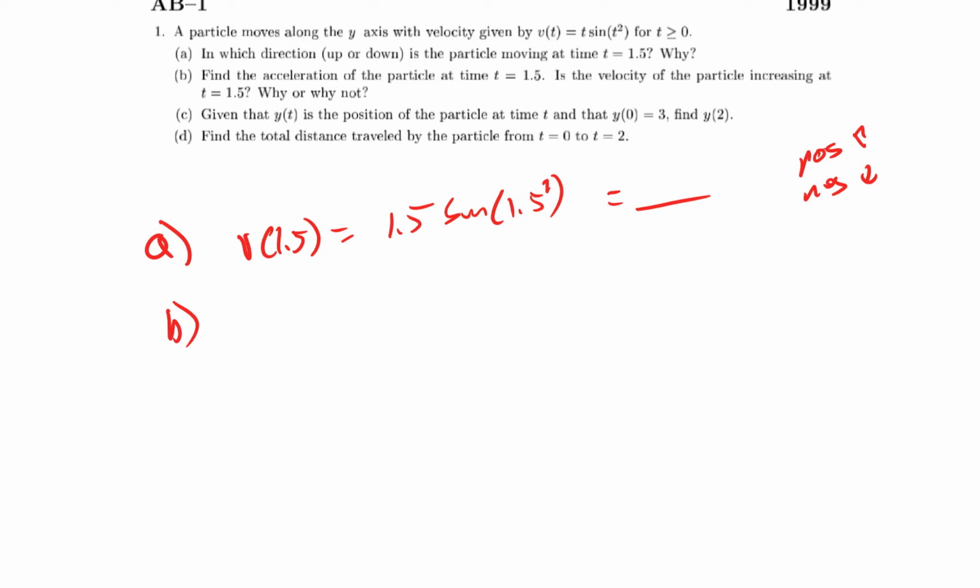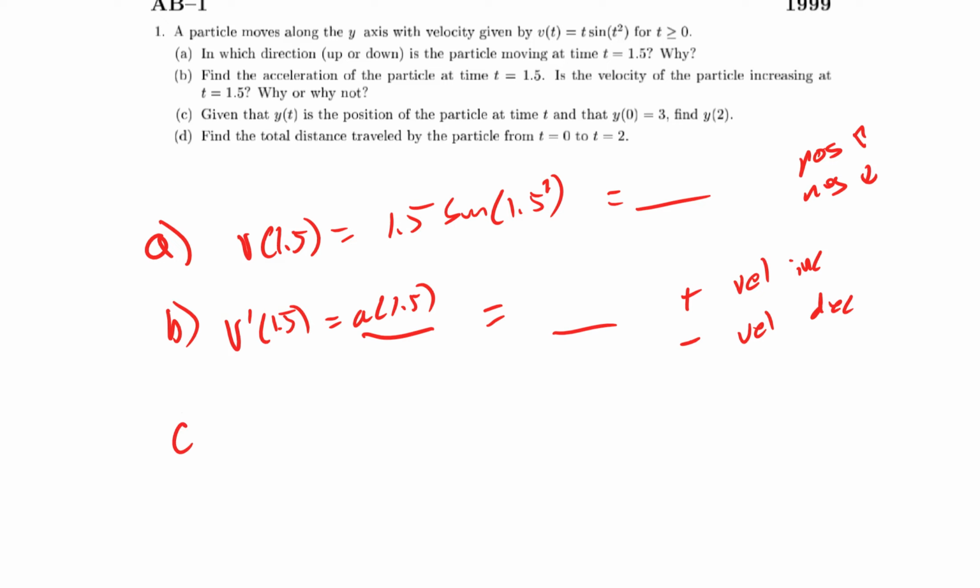B. Find the acceleration of the particle at time 1.5. Is the velocity of the particle increasing at 1.5? Why or why not? So acceleration, we're going to take a derivative of it. Now you can do it on your calculator if you have it. You can take the derivative by hand if you want. That'll be a product rule though. Right, so you take the derivative on the calculator, and they want to know is velocity of the particle increasing or decreasing. That's literally what acceleration means. It's velocity increasing or decreasing. So same idea. If you get a positive, then your velocity is increasing. That's what acceleration means. If you get a negative, your velocity is decreasing. All it is.